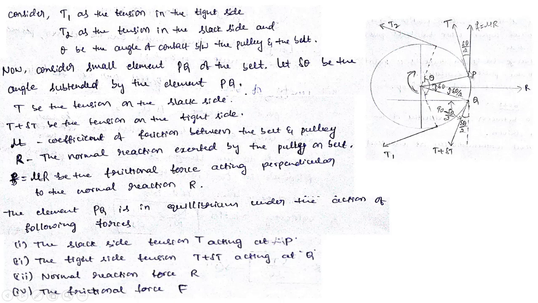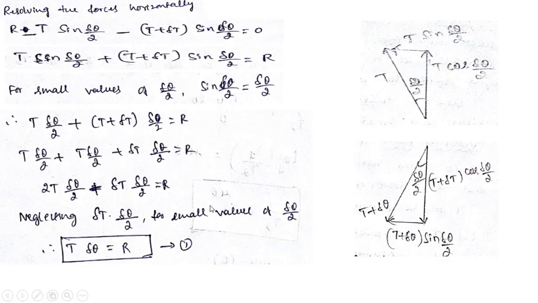And then write that this element PQ is in equilibrium under the application of 4 forces. One is this tension T, and this tension T plus delta T, and this normal reaction R, and this frictional force F. Once you write this, then the very simple thing is resolving these tensions, that is this T and this T plus delta T, vertically and horizontally. Along with that, as we said already, it is in equilibrium, so we will equate it to 0. So that is resolving the forces horizontally.